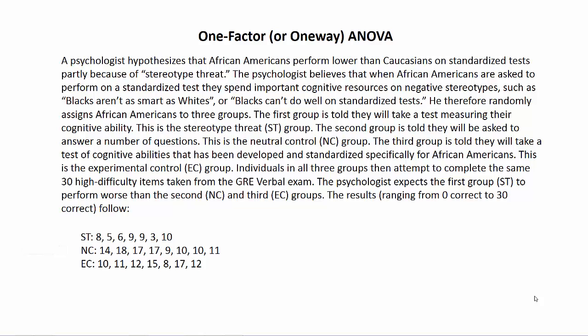Now the dependent variable ranges from 0 to 30, and it represents the scores that the individuals have obtained on a 30-item quiz that was developed from the GRE verbal exam. Now the overall idea here is that the stereotype threat group should on average score lower than the NC and EC control groups. Of course, what we're going to do here is to make an inference to a population, or populations rather, so that in some arbitrarily defined populations, the ST individuals will score lower than the NC and EC individuals. So let's switch over to our ANOVA handout and begin working through this problem systematically by hand.